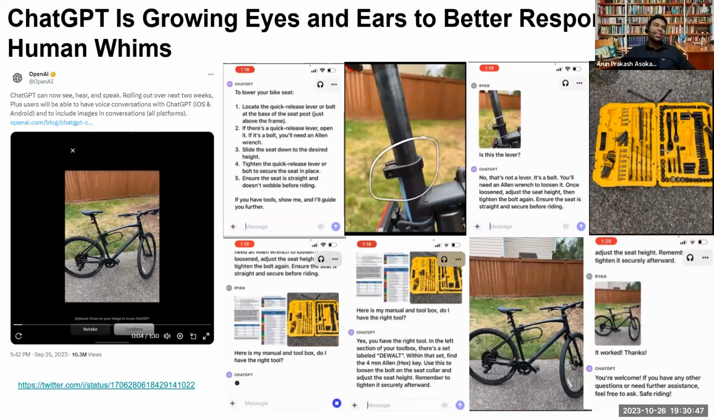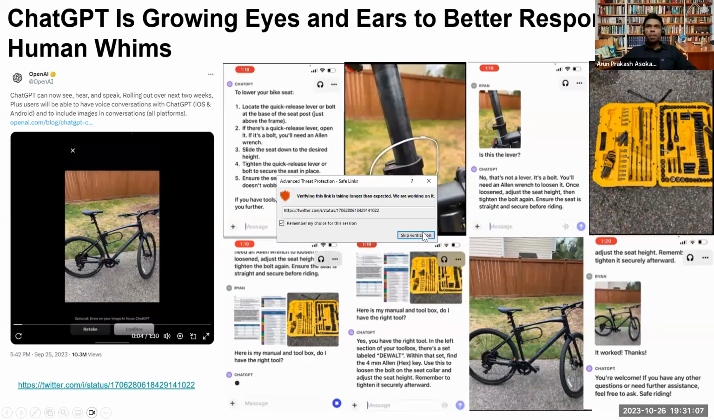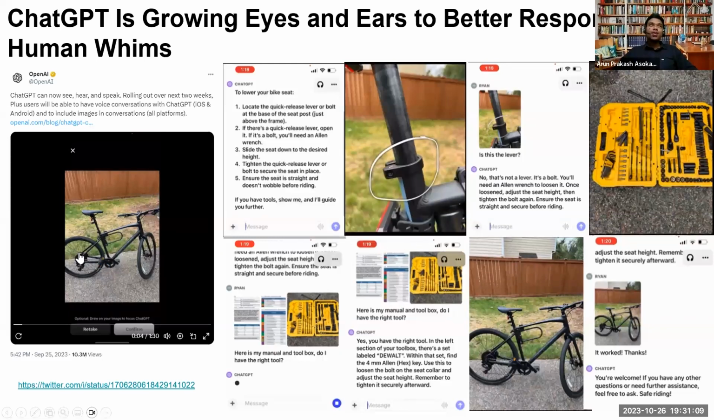Now, ChatGPT very recently, on September 25th, came up with this amazing thing where it can now see, it can talk, and it can do wonders, right? So this is a use case which they actually showcased, where a person was just clicking a picture of his bicycle and asking a question about how to adjust the height of his seat.